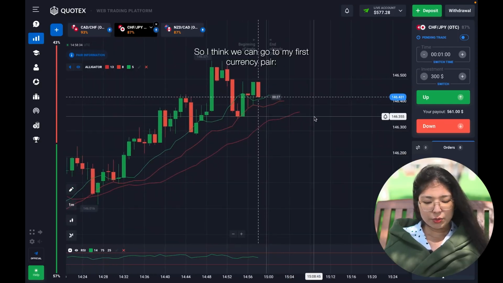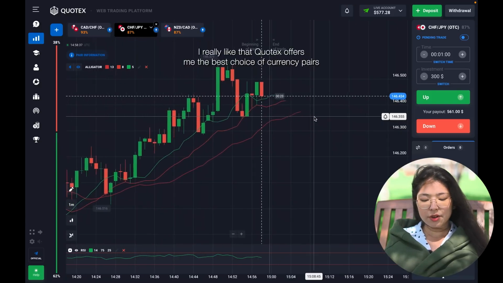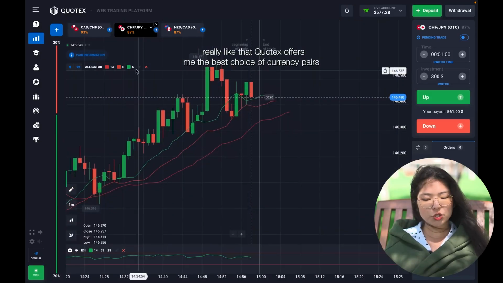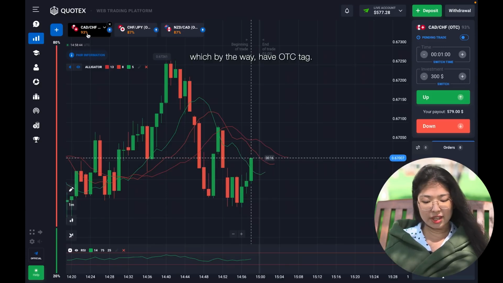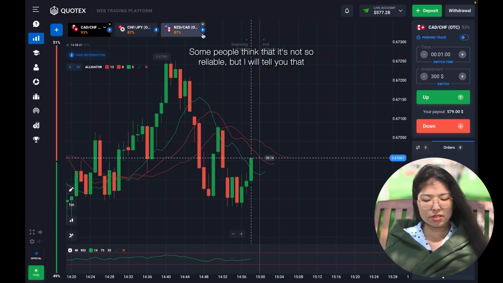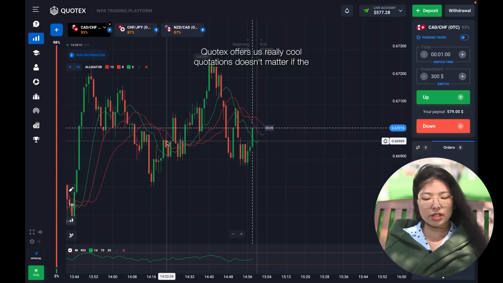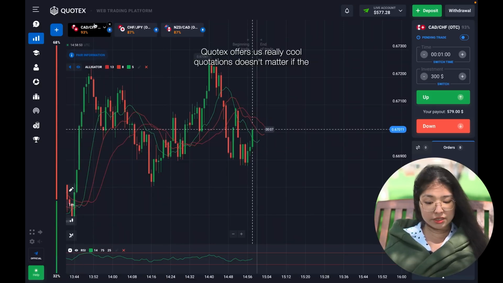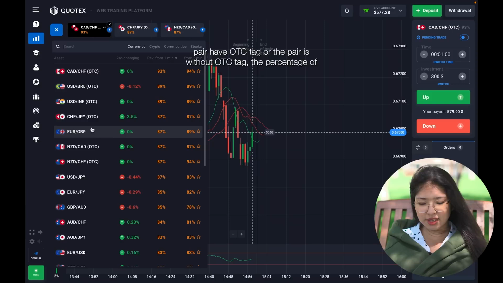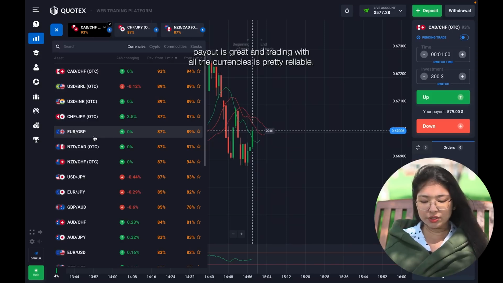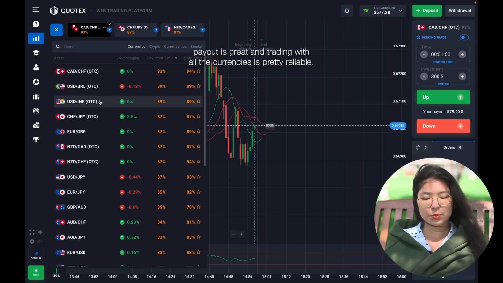So I think we can go to my first currency pair, which is Canadian dollar, Swiss franc. I really like that Quotex offers me the best choice of currency pairs, which, by the way, have an OTC tag. Some people think that's not so reliable, but I will tell you Quotex offers us really cool quotations. It doesn't matter if the pair has an OTC tag or not. The percentage of payout is really great, and trading with all the currencies is pretty reliable.